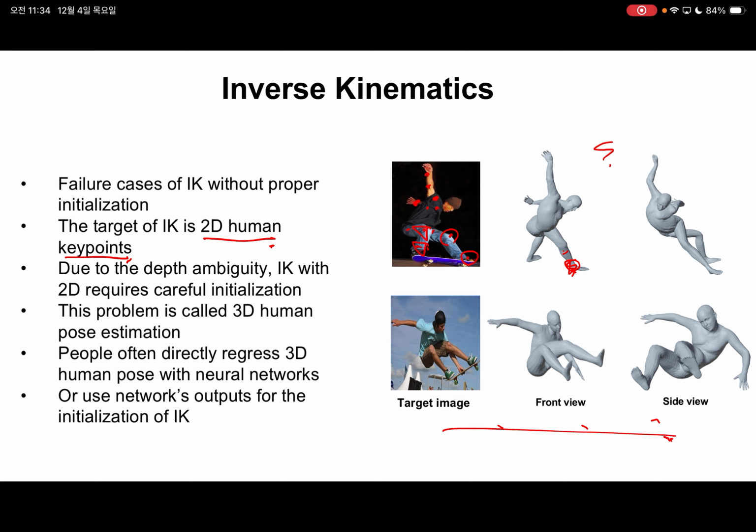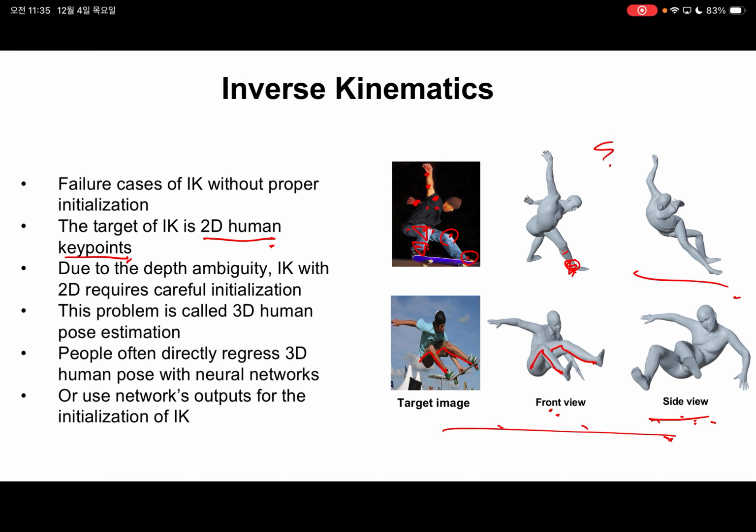But this is not what we want, right? We cannot do this kind of pose. This is also the same. It looks good in 2D space, front view, and the 2D projection is good, I think. You can see this one and this one look similar, but the problem is that in side view, they look a little bit weird. Because of depth ambiguity, IK with 2D requires careful initialization.